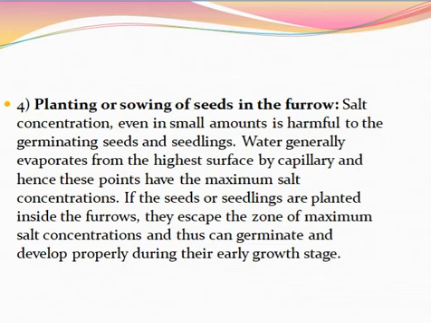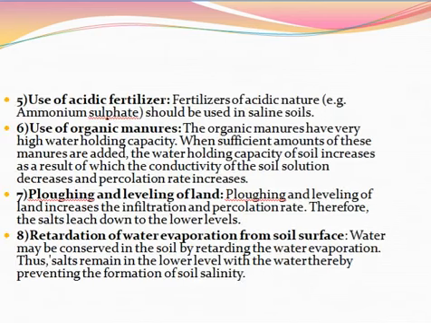Then use of acidic fertilizer. Fertilizers of acidic nature, such as ammonium sulfate, should be used. Then use of organic manures, which contribute to high water holding capacity. When sufficient amounts of these manures are added, water holding capacity can be increased, soil solution decreases and percolation rate increases, which helps keep these salts away from the root zone.